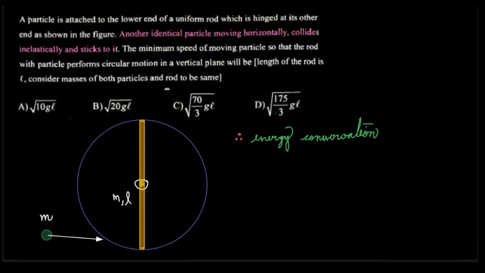So the logic here is that this kinetic energy, half into m into v square, should be equal to, first, the rotational kinetic energy as well as the change in potential energy. So that rotational kinetic energy can be written as half into I into omega square for the total body, right? Half into I into omega square plus change in potential energy.